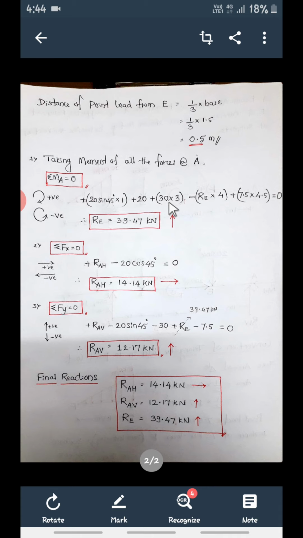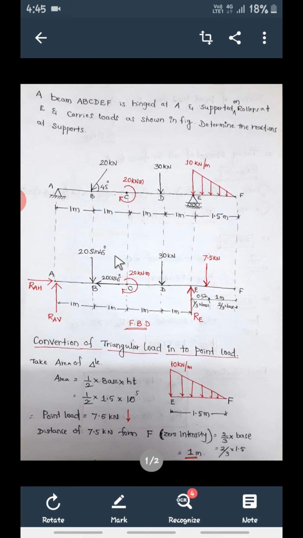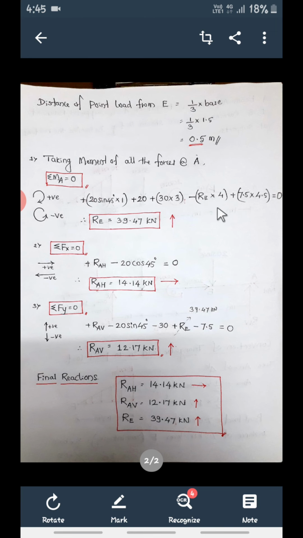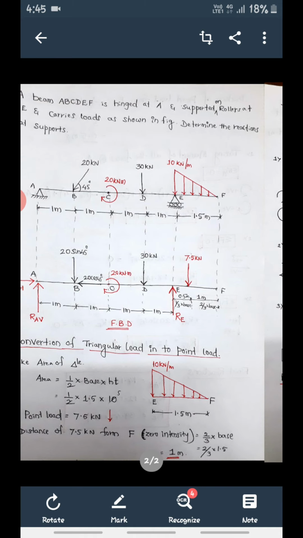Next is plus 30 into 3. Now this force is a 30 kilonewton force. What is the perpendicular distance between this 30 and A? This is 1, 2, 3. So plus 30 into 3. Okay, next RE into 4. This is minus RE into 4.